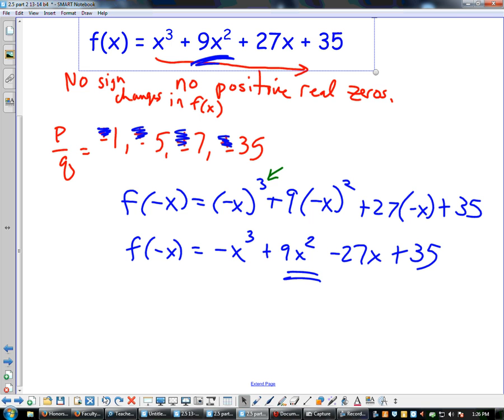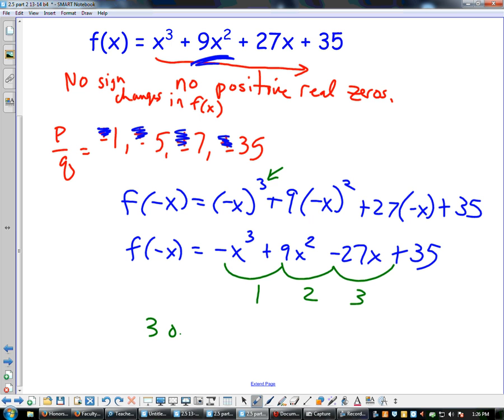So how many sign changes do we have in f of negative x? Well, it starts out negative, goes to positive, that's 1. Changes back to negative, that's 2. Changes back to positive, that's 3. So there are 3 or 1 negative real zeros.